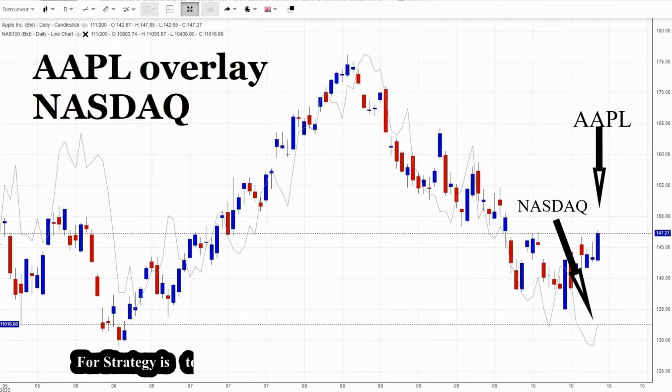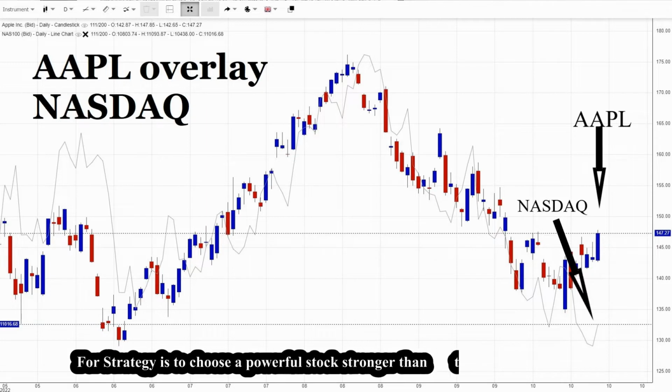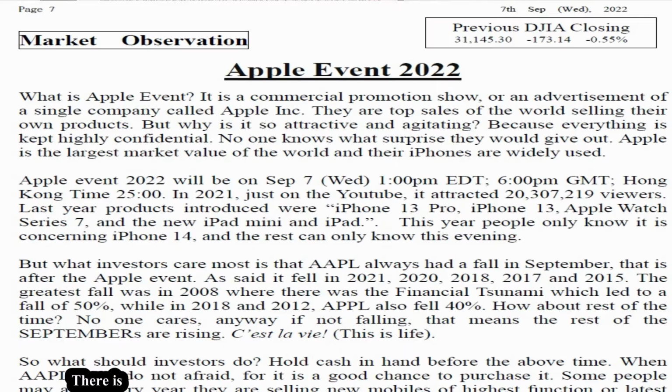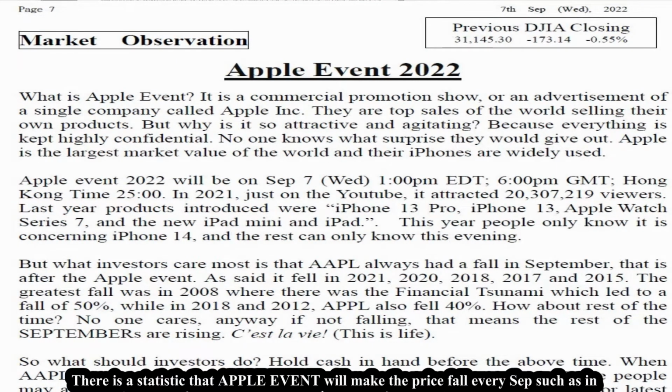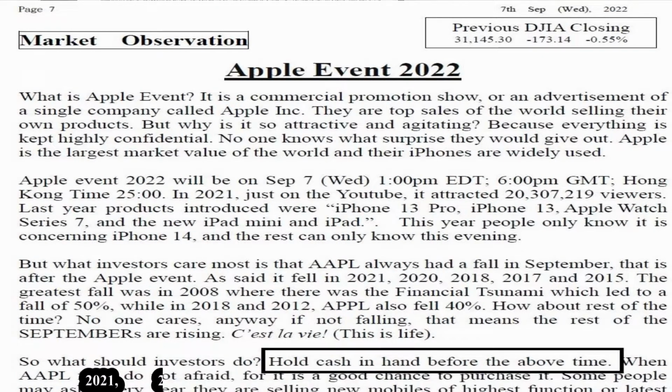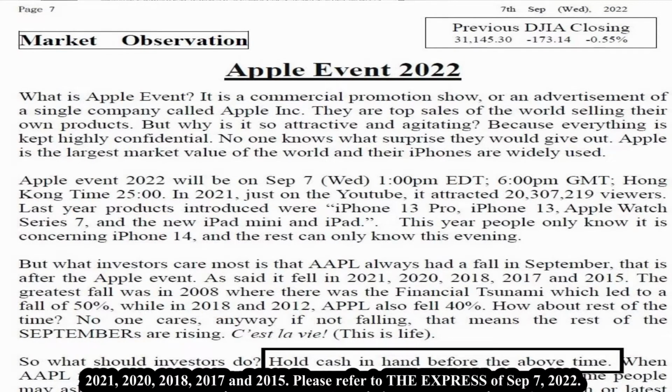The strategy is to choose a powerful stock stronger than the index, which is AAPL. There is a statistic that the Apple event will make the price fall every September, such as in 2021, 2020, 2018, 2017, and 2015. Please refer to the express of September 7th, 2022.